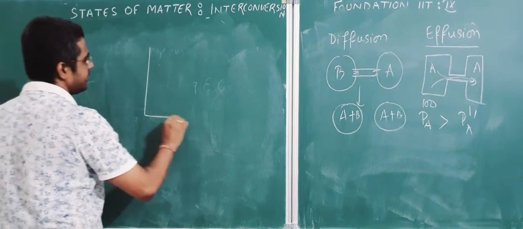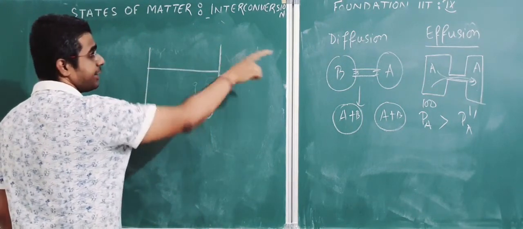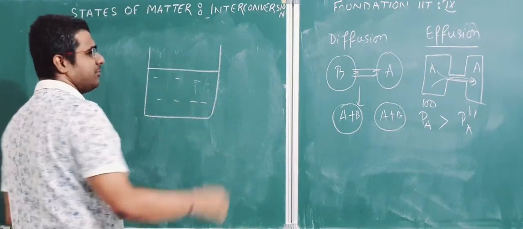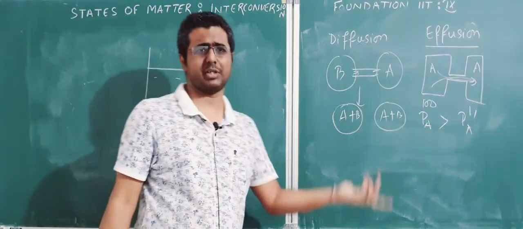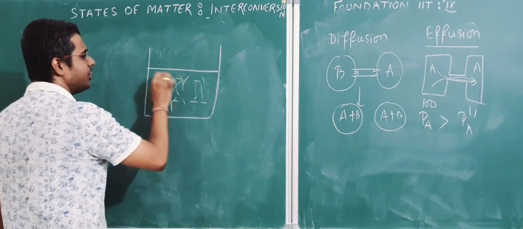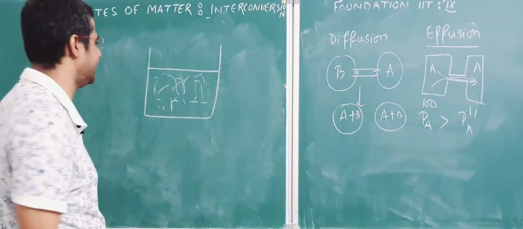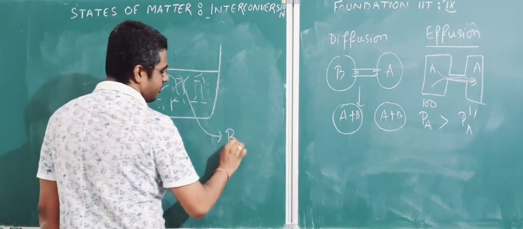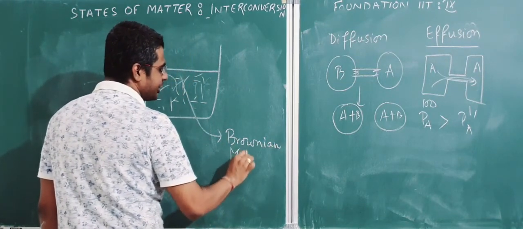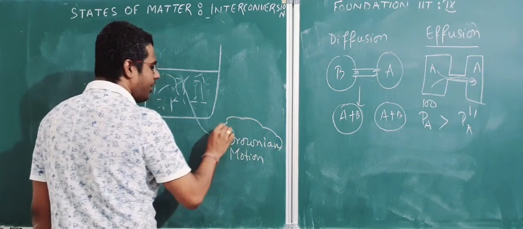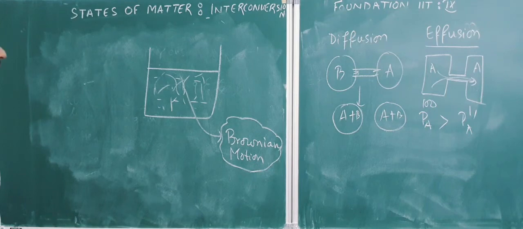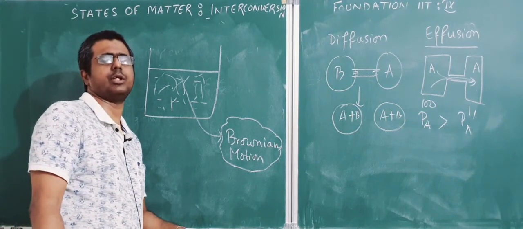For effusion, the pinhole is very important. Next, there is a liquid, put some chalk dust or something like that inside it. You will see there is a zigzag motion of the chalk dust at first, as long as it doesn't settle. This zigzag motion is called Brownian motion. So zigzag motion of a particle inside a liquid or gas is called Brownian motion.